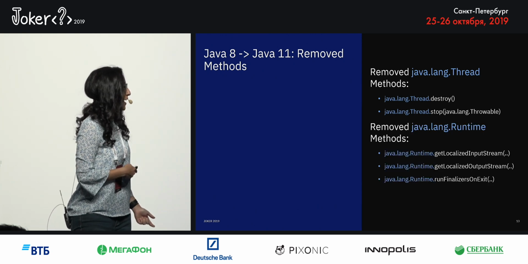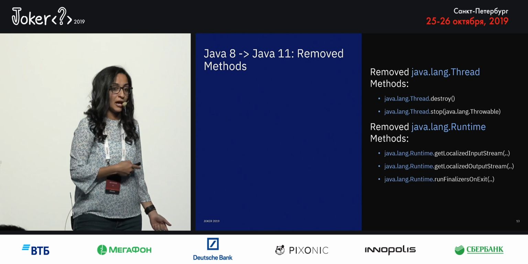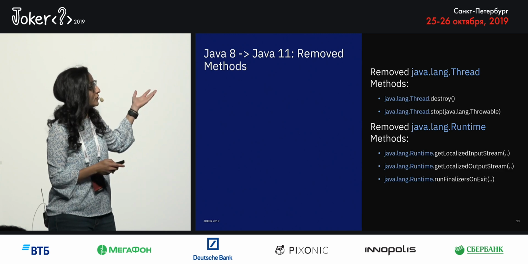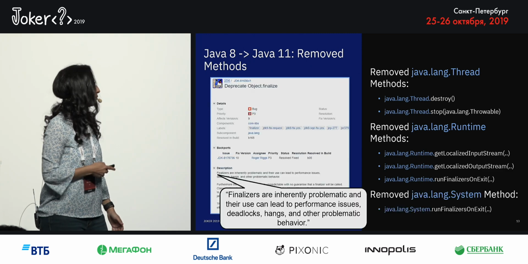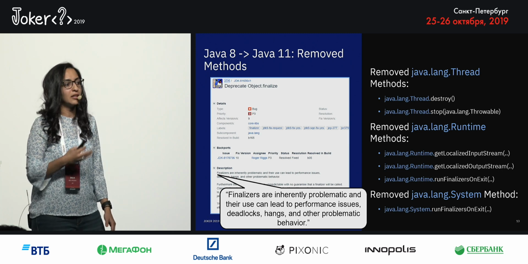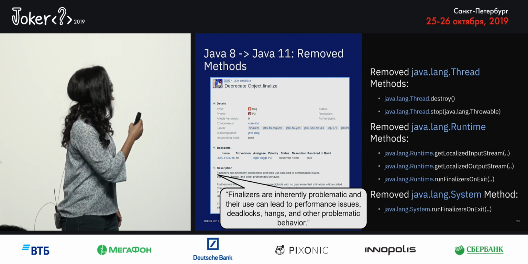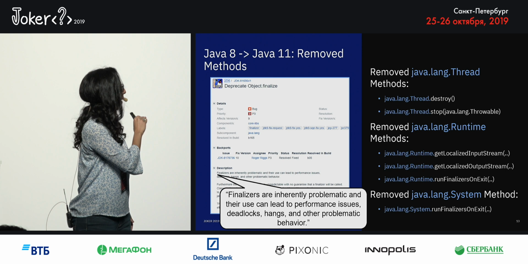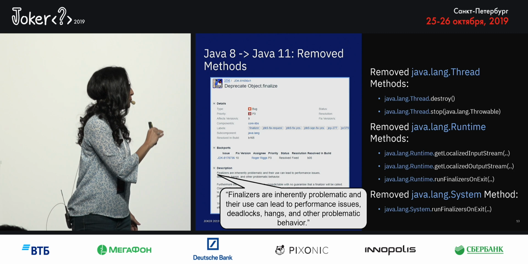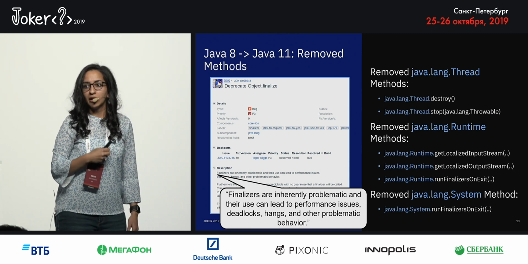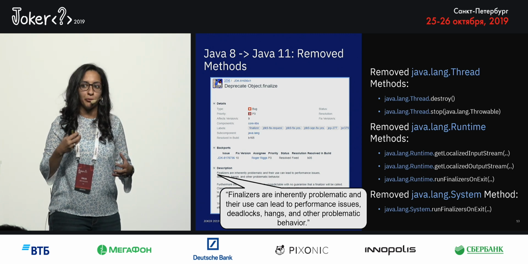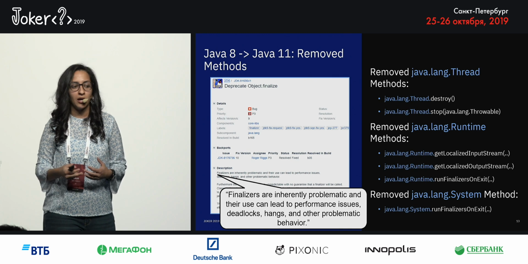In the Runtime class, the get localized input and output stream methods got removed, and the runFinalizersOnExit got removed in the Runtime class and in the System class. So I wanted to paste a quote in the spirit of all these cleanup methods getting removed. Finalizers are inherently problematic, and their use can lead to performance issues, deadlocks, hangs, and other problematic behavior. So Java really wants to encourage Java developers to be cleaning up their resources in a better way. So they removed these methods.